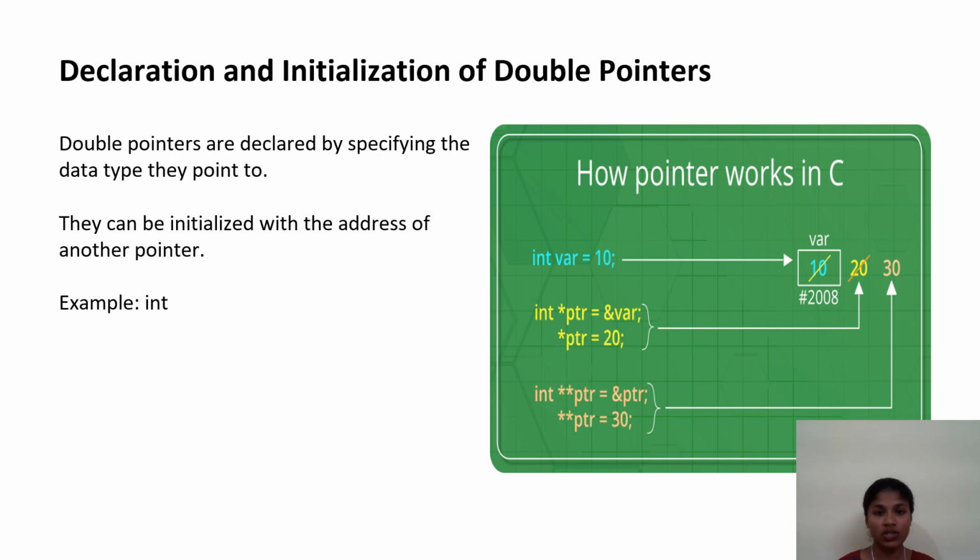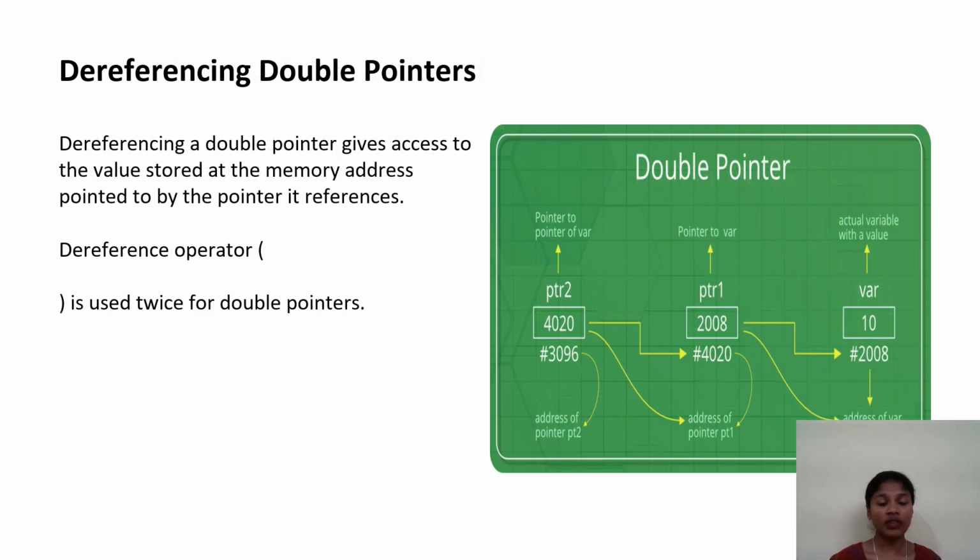Declaration and initialization of double pointers. Double pointers are declared by specifying the data type they point to. They can be initialized with the address of another pointer, for example, int. Dereferencing double pointers. Dereferencing a double pointer gives access to the value stored at the memory address pointed to by the pointer it references. The dereference operator is used twice for a double pointer.